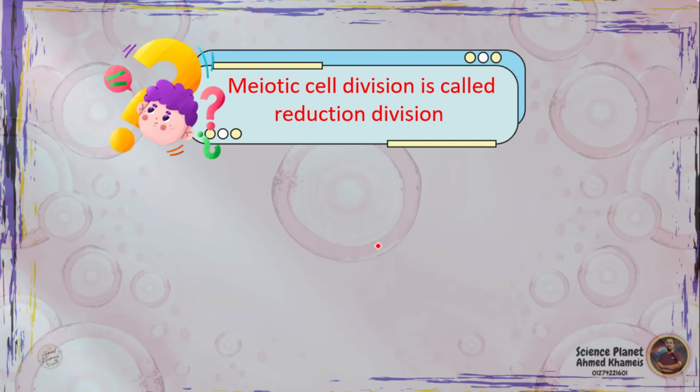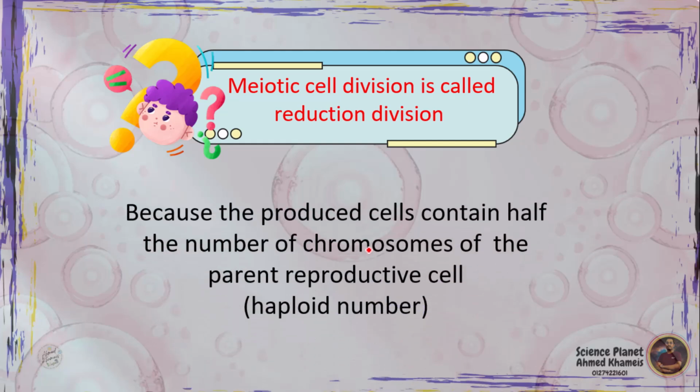So why is meiotic division called reduction division? Because in meiotic division we reduce the number of chromosomes by half, because the produced cell contains half the number of chromosomes of the parent cell.